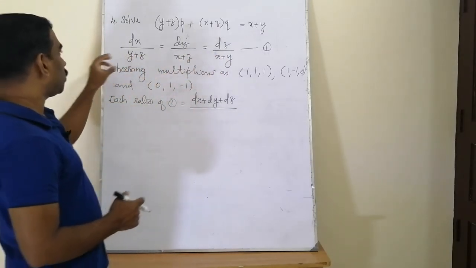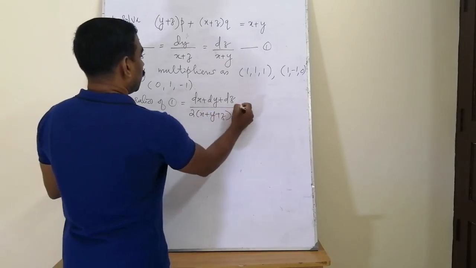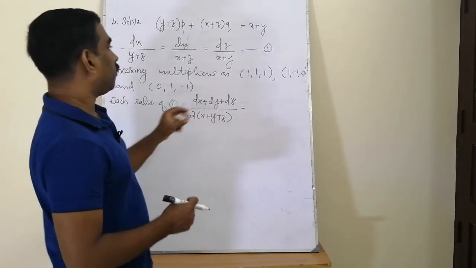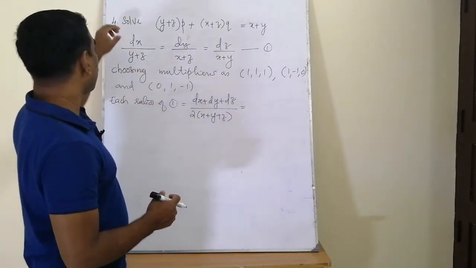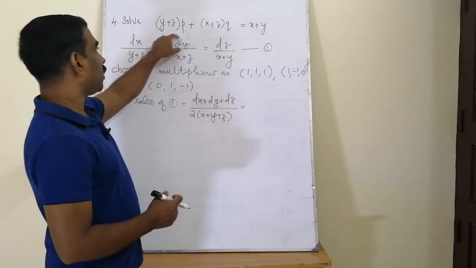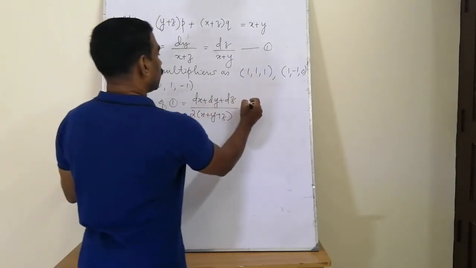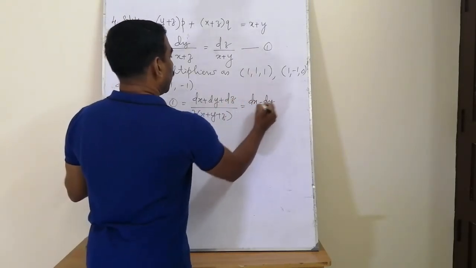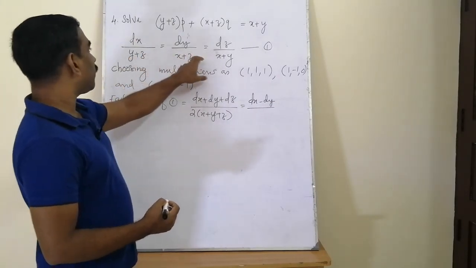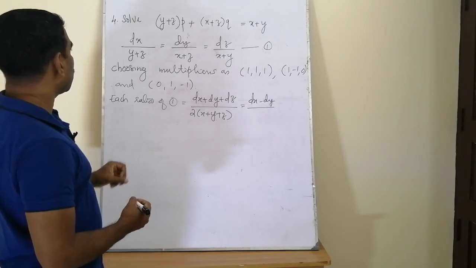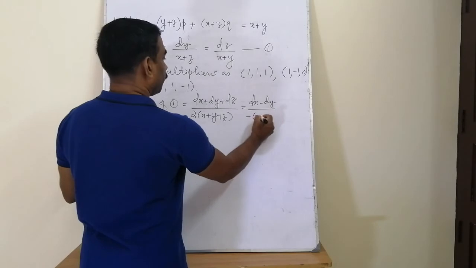Every term is repeating, that is 2 into x plus y plus z is equal to, and for the fifth ratio the multipliers are 1, minus 1, 0. That means we are multiplying first with 1, second with minus 1 and third with 0 and adding, that means dx minus dy, divided by y plus z minus of x plus z. What is y plus z minus of x plus z? That is y minus x, or it is minus of x minus y.